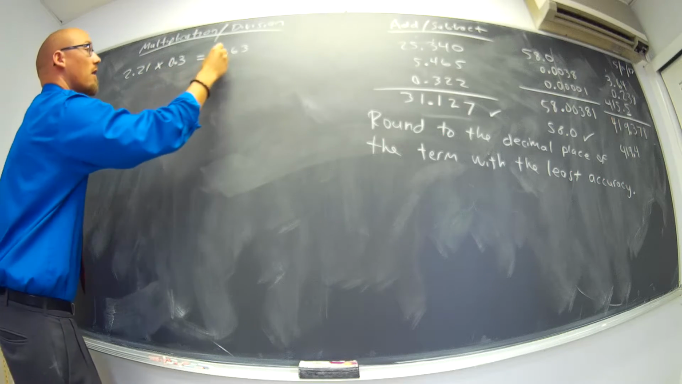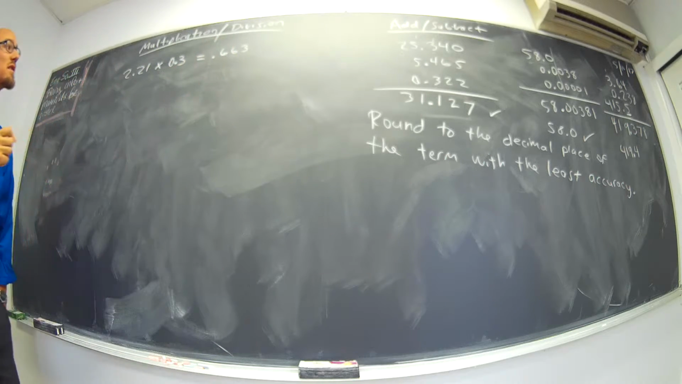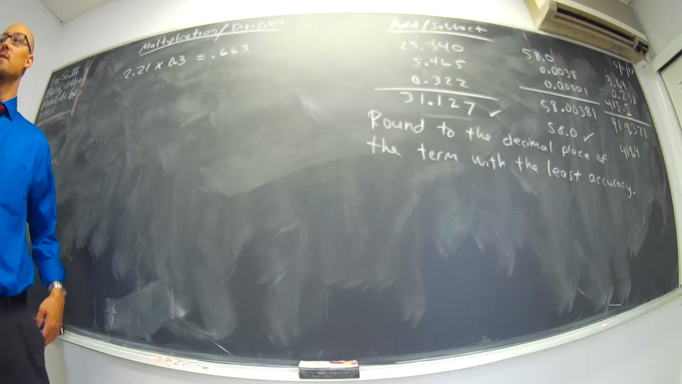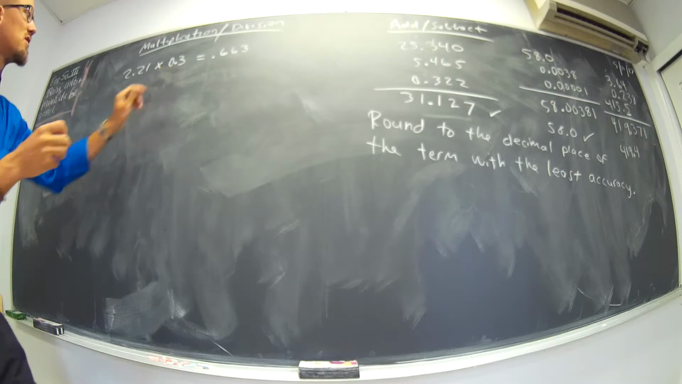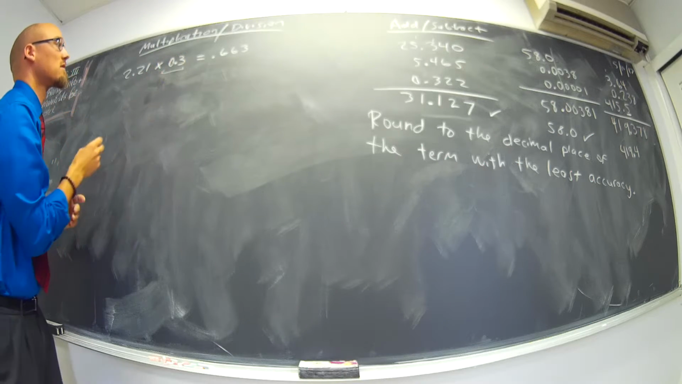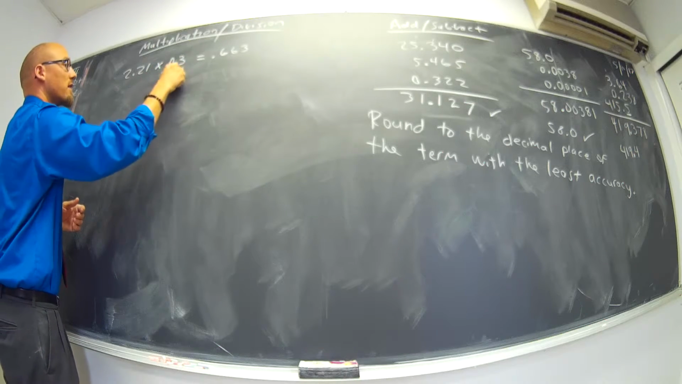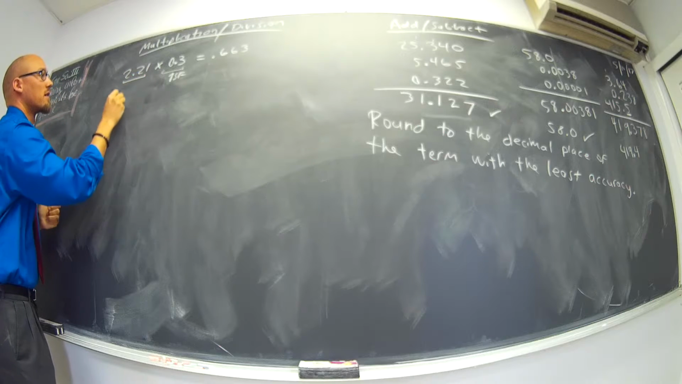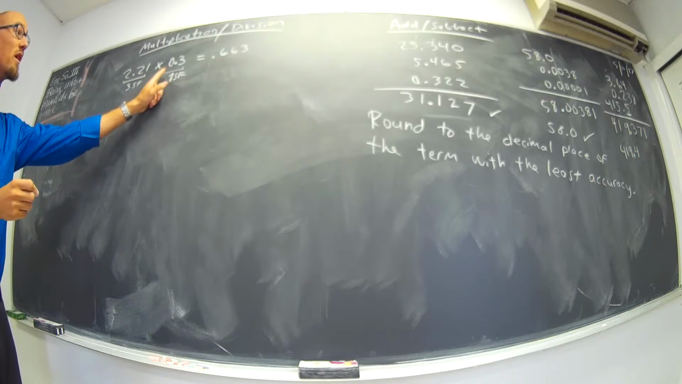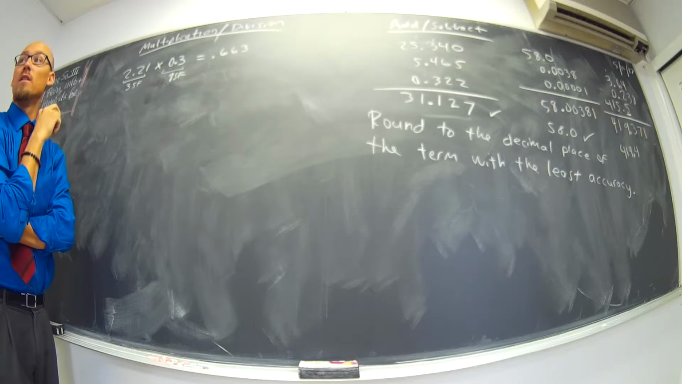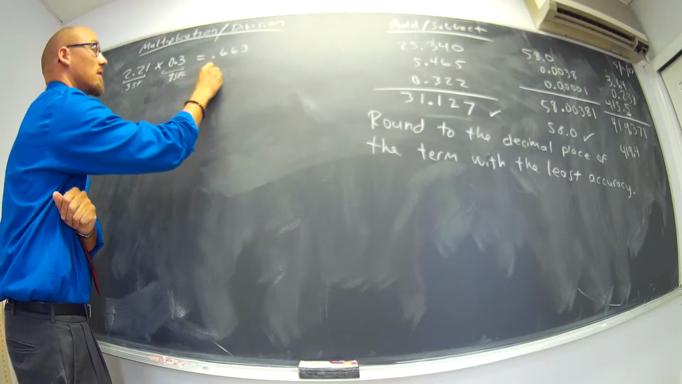Okay, and so now, here's the deal. We have to round to the number of significant figures of the least amount of significant figures. So this term has how many sig figs? 1. This has 1 sig fig. This has how many? 3. 3 sig figs. But just because this guy has only 1, our answer has to be rounded to 1. So 0.7.